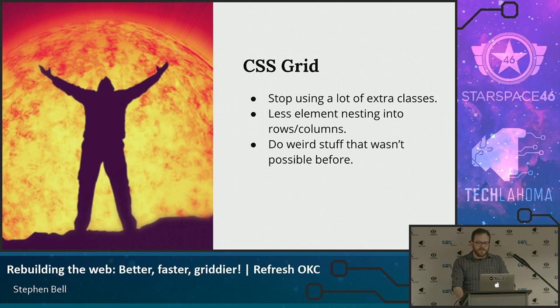CSS Grid lets you stop using a lot of these extra classes. It means that you don't need to nest elements inside of each other as much. You don't need a whole bunch of extra divs like this is a row, this is a row, this is 2 elements inside a column. It gets rid of a lot of that stuff in favor of you just drop all the HTML into the page and then you can figure it out afterward. And CSS Grid also lets you do a lot of weird layout stuff that just wasn't possible before.